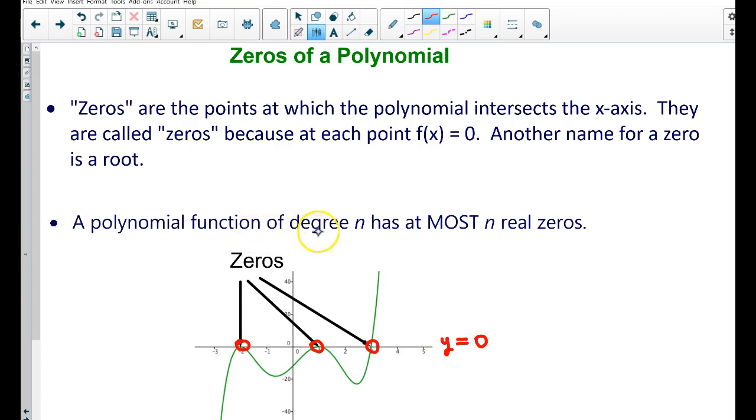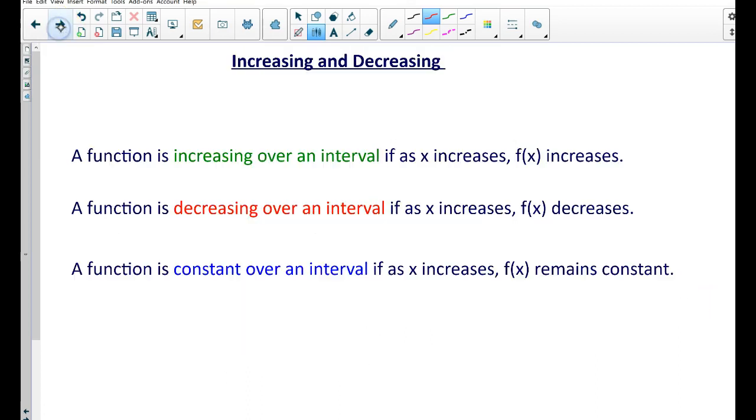A polynomial function of degree n has at most n real zeros. So if I have a function that is, let's say, x to the 7th, that means there are at most 7 real zeros. We're going to get into non-real zeros in a couple of units from now.